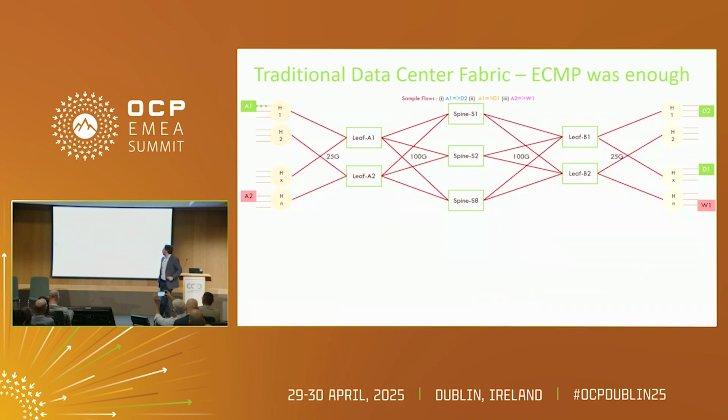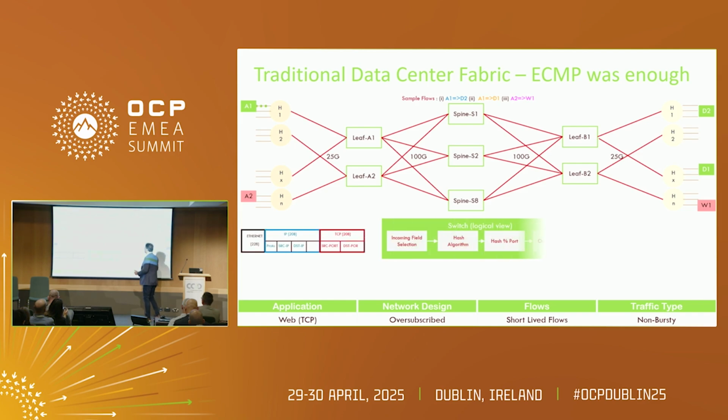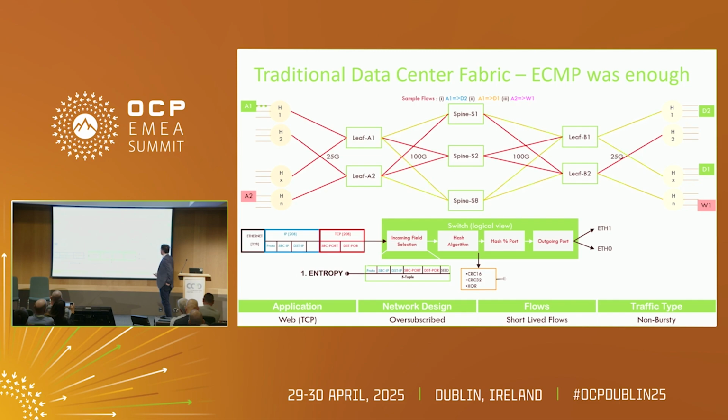Now, in the traditional data center, we use ECMP, and it works fine for us. We use 5 tuples for the hashing, and we can get enough entropy with the source address, destination IP, and port numbers. This is enough for us for traditional data center traffic. But with AI communication, as I mentioned earlier, we do not get enough entropy just looking at the 5 tuples.